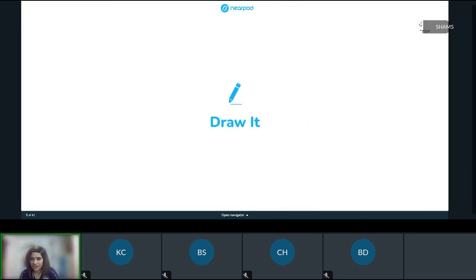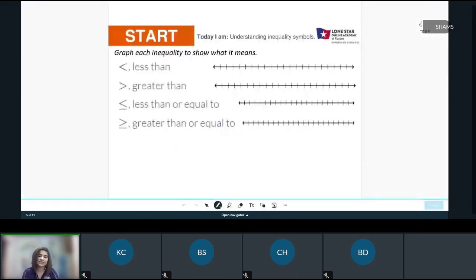Before we look at those kind of problems, I want to see if everybody understands inequality symbols. Here are the inequality symbols along with what they mean. Show me in a graph, right? Graph each inequality to show what it means. Everybody gets started. You have learned this in the past in 6th grade or maybe even earlier, how to graph inequalities. So you can show me what they mean.